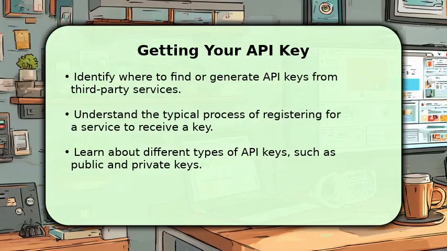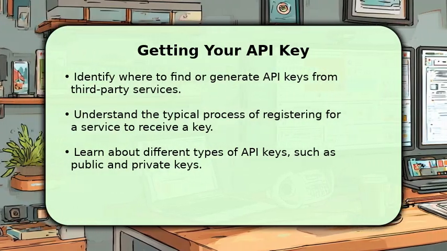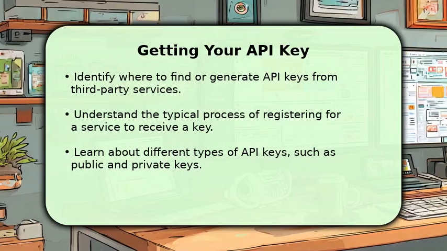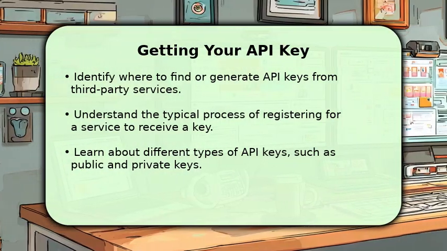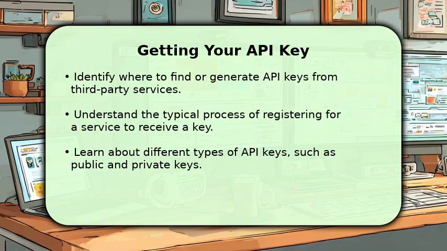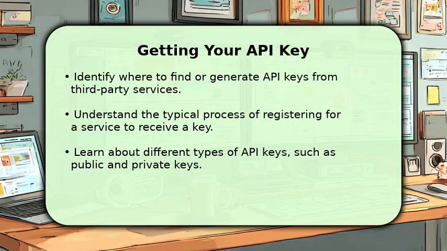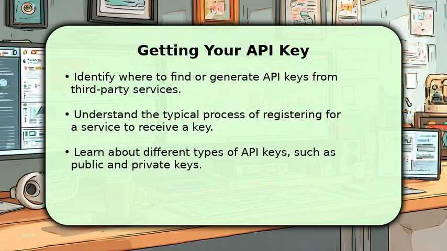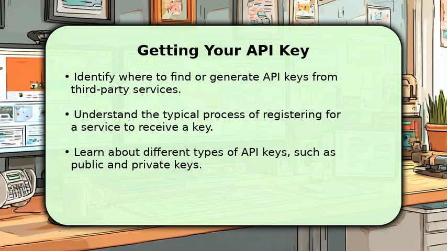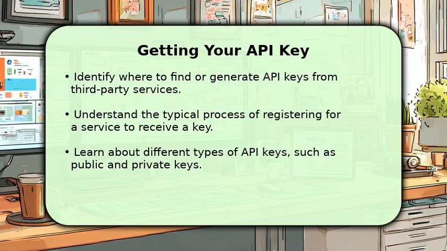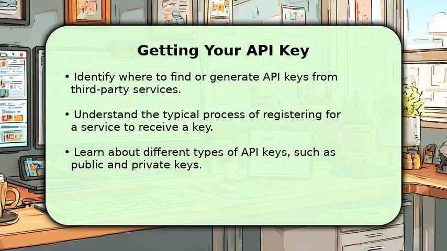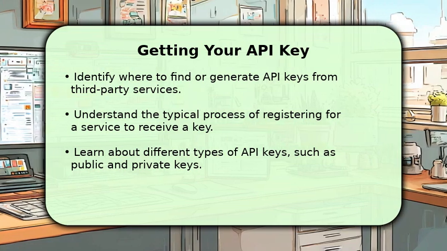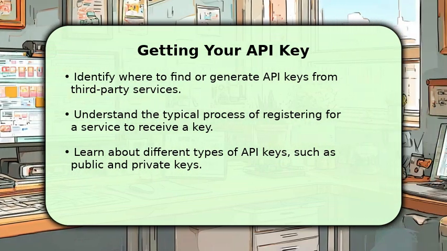Obtaining your API key usually involves registering an account with the third-party service you wish to integrate. Once registered, navigate to their developer dashboard or settings area. Here, you'll typically find an option to generate a new API key. Some services provide both public and private keys, each with distinct access levels. Always ensure you're generating the correct type of key for your specific integration needs.